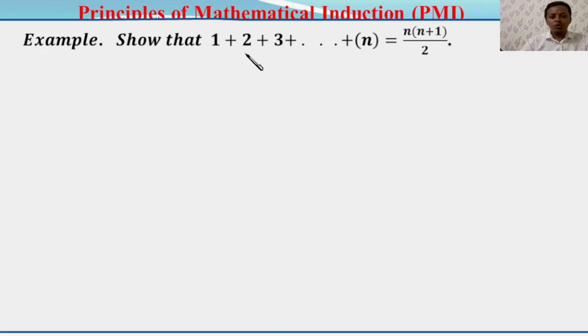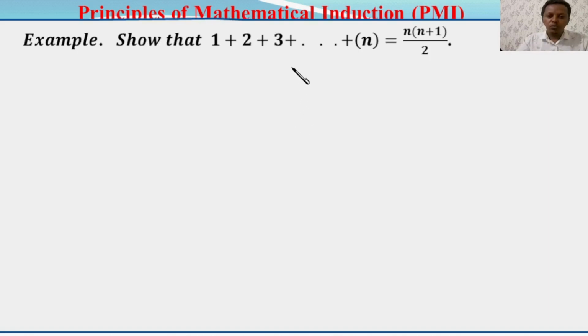Now first you need to understand what the statement says. So when n is 1, 1 times (1 plus 1), that is 1 times 2 over 2, which is what? 1. 1 is equal to 1. This statement is true for n equals 1.